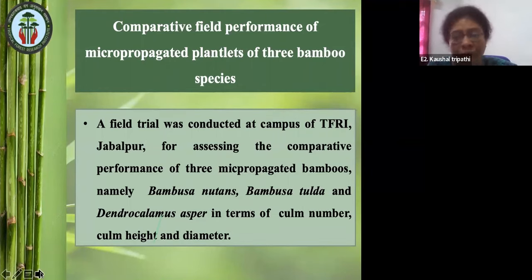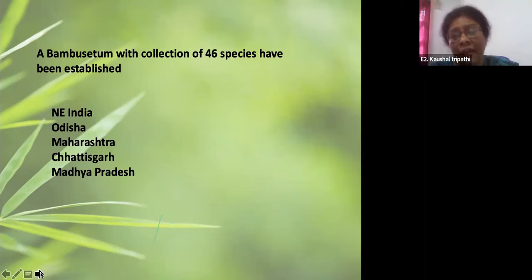At present, we have 46 species of bamboo collected from Northeast India, Odisha, Maharashtra, Chhattisgarh, and Madhya Pradesh. And we are constantly upgrading our collections in the bambusetum. And we hope to add collections of Kerala to our bambusetum in the next 2 months.